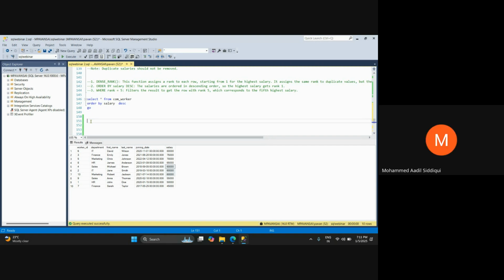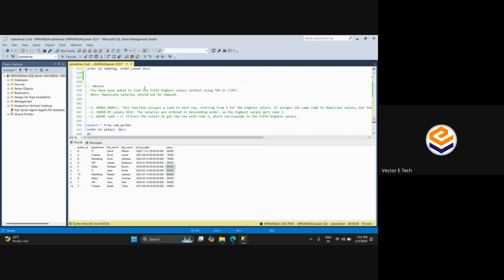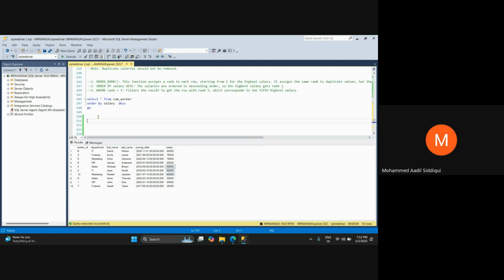We can use rank. Instead of rank, we'll use something called dense rank so that it doesn't skip the rank.